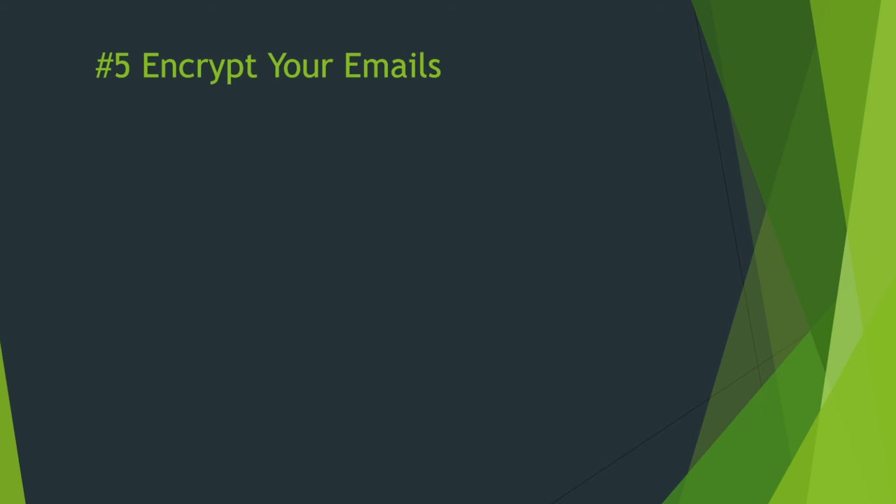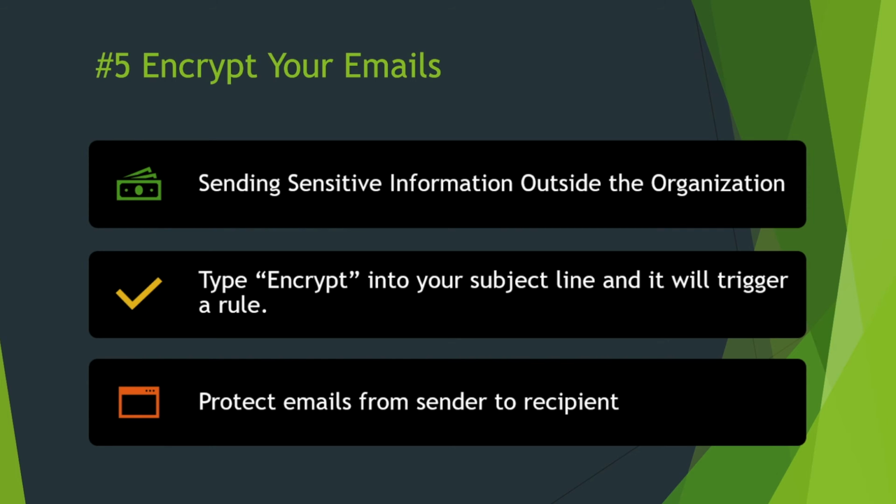Last, encrypt your emails. When you're sending sensitive data outside of the organization, you have to encrypt it. Social security numbers, offer letters, sensitive information, intellectual property, when any of it goes outside of the organization, it needs to be encrypted. Encrypting can be enabled easily if you have enterprise licensing. You can set up a rule that when you type encrypt into the subject line, it will trigger a rule that will encrypt that email from the sender to the recipient.